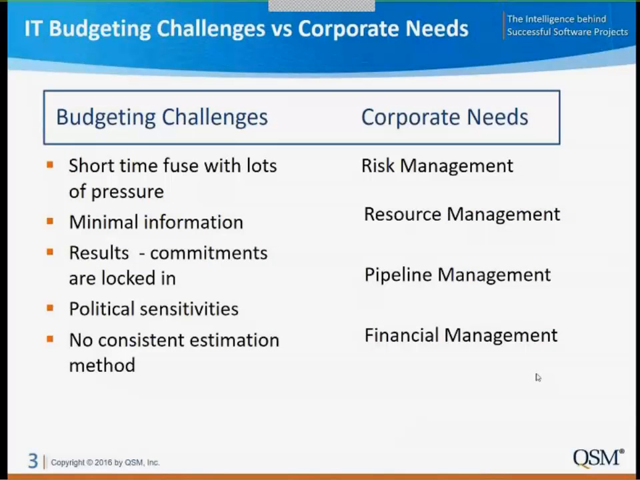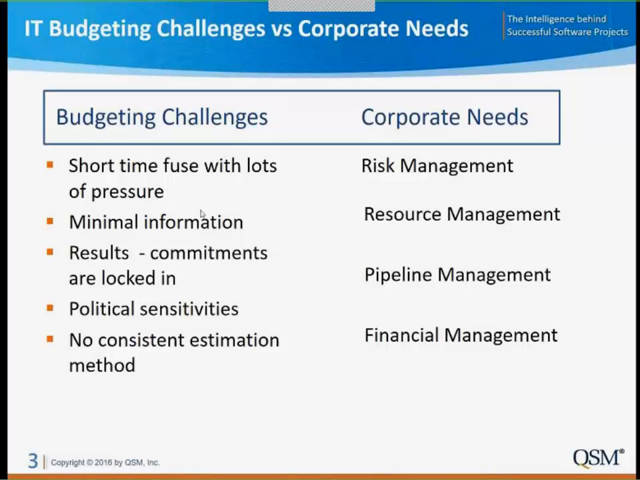How this game often plays out is in the arena of the annual budgeting process, where we come together and have to provide information about the various projects and the priority around those projects, so that we can address the corporate needs for pipeline management, financial management, resource management, and risk management. But often this whole process takes place in a fairly short time window, and there's lots of pressure to come up with these budget numbers.